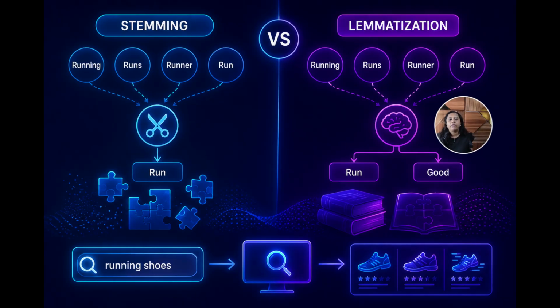Different forms of the same word should often be treated as the same concept. For example, running, runs, runner, run. Stemming cuts words to their root form, sometimes producing non-dictionary words. Example, running to run and studies to study. Lemmatization uses language rules to convert words into their proper base form. For example, running to run and better to good. In real-world systems, search engines use these techniques so that searching for running shoes can also find results containing run.